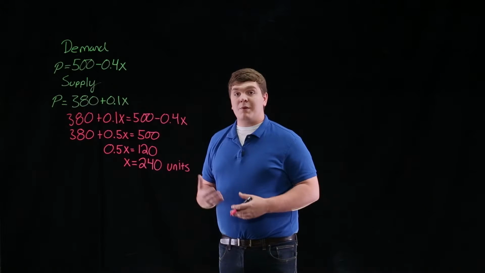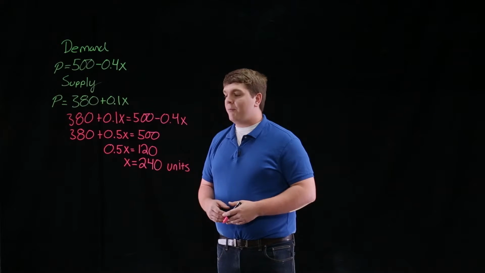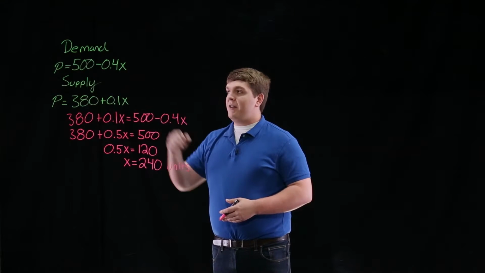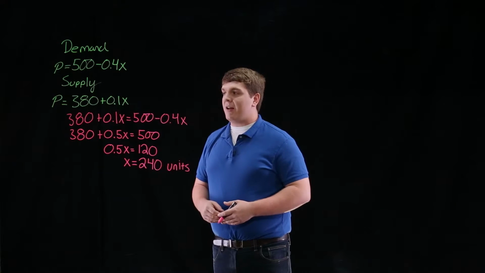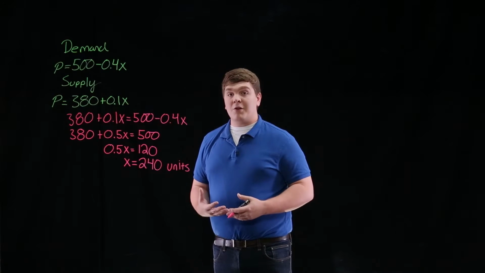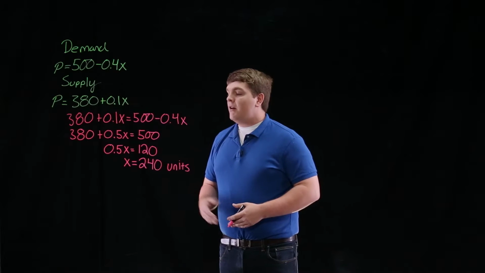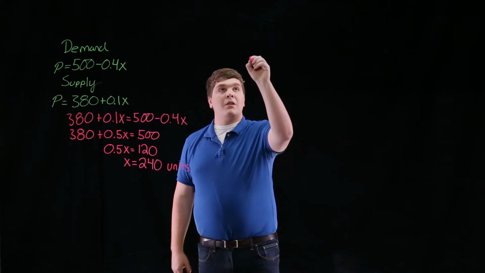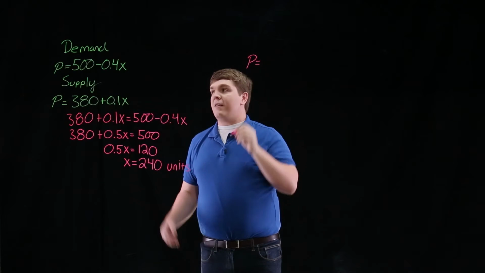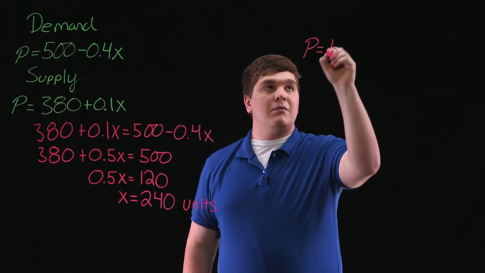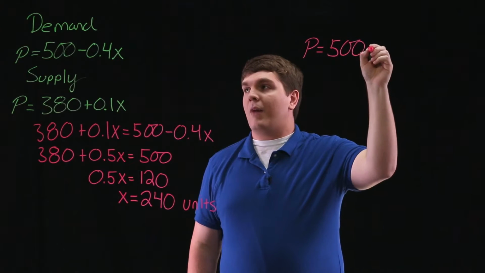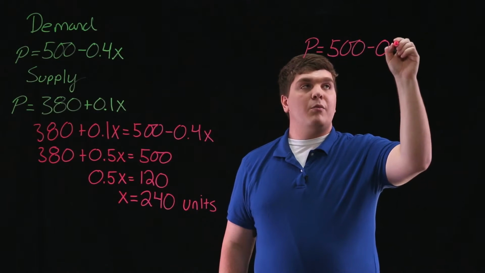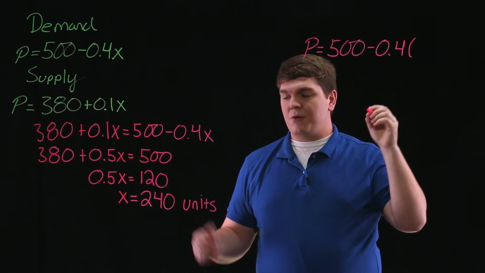Now that we know how many units we must sell to reach our equilibrium point, we can substitute this back into either our demand equation or our supply equation, which will tell us how much per unit we should sell each unit. So let's substitute x equals 240 back into our demand equation. So P then is going to be equal to 500 minus 0.4 times 240.